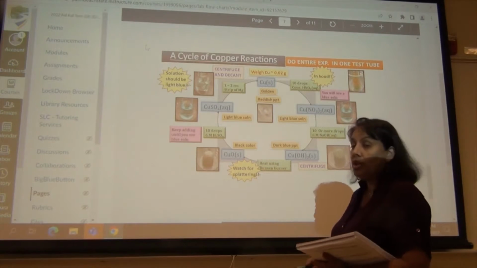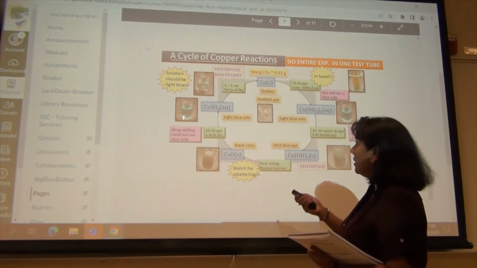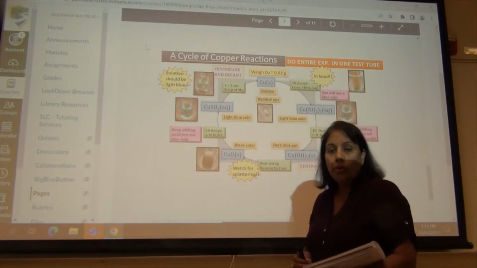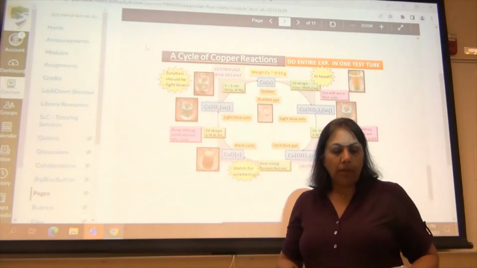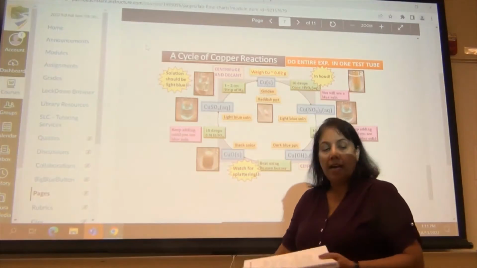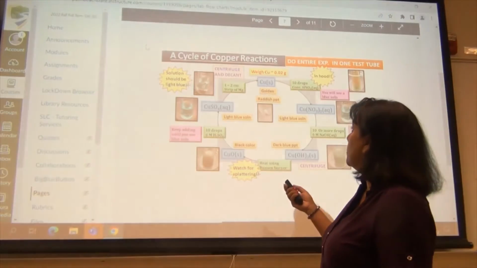This would have been the flow chart if you had been in the lab. But I'm going to do this whole cycle here for you, and you have to take observations as you go. So let me first explain what's going on. You have the procedure in the lab book, so you can look at that as you're watching this video. But let me show you here also what's going on.